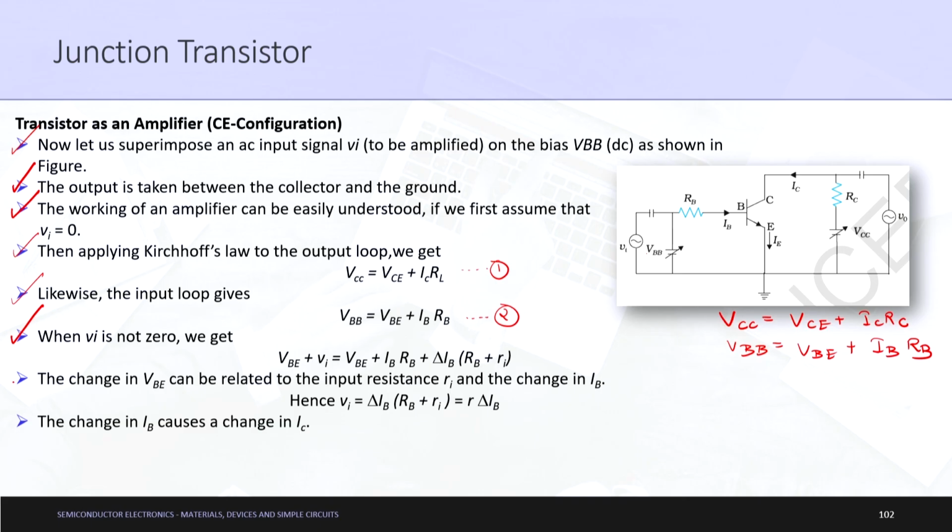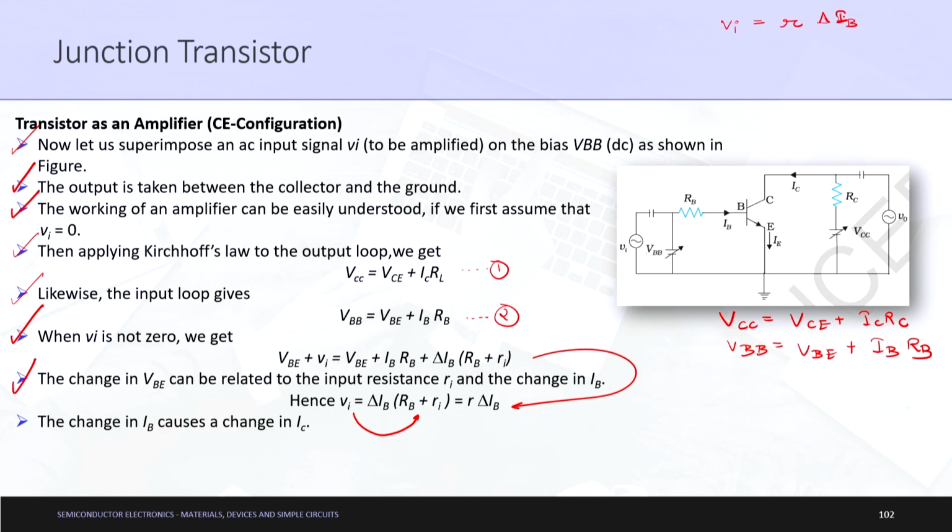So, the change in VBE can be related to the input resistance Ri and a change in IB, basically delta IB. So, they are just writing it like this. Just some mathematical calculations are being done here and we finally obtained that what is Vi? Vi or the input AC signal is nothing but equal to small r, what is small r? Small r is basically input resistance into delta IB.